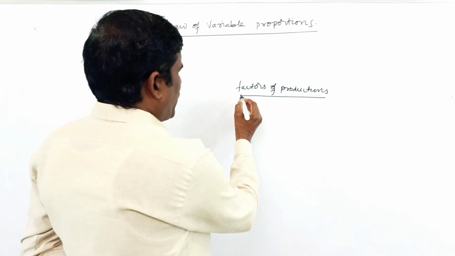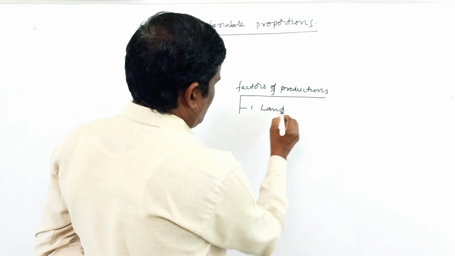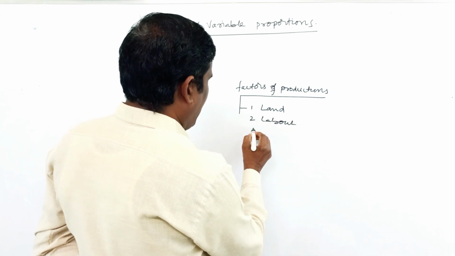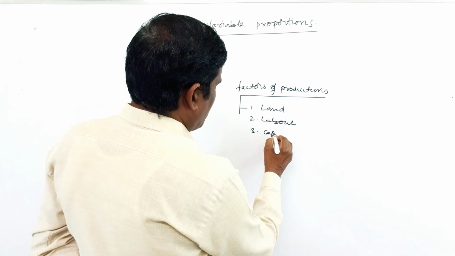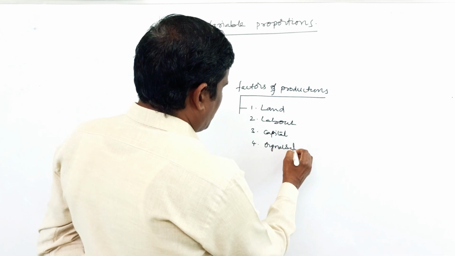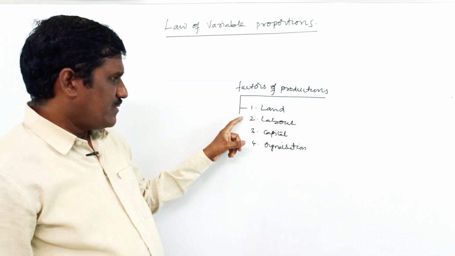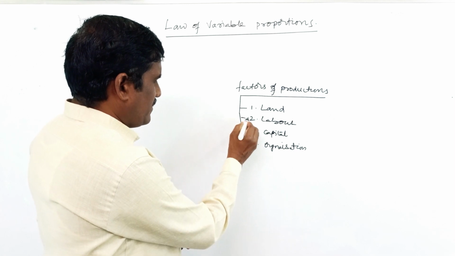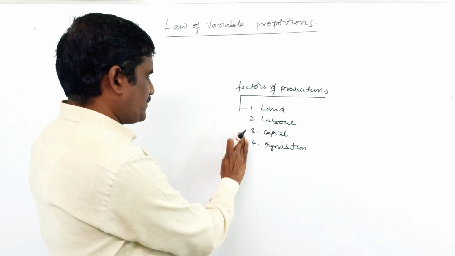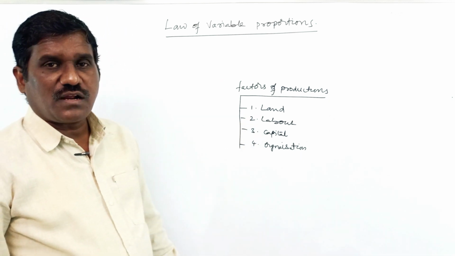Here the factors of production are: one is land, second, labor, third, capital, fourth, organization. Simple. Land, labor, capital, and organization. These four are called factors of production.